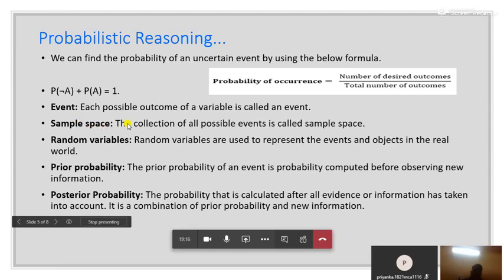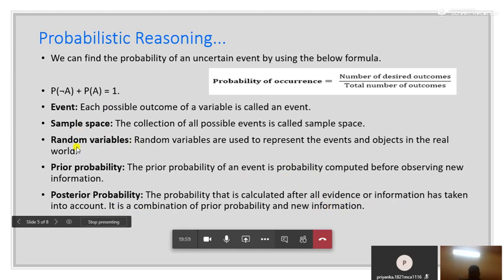Sample space: the collection of all possible events is called the sample space. Then we have random variables. Random variables are used to represent the events and objects in the real world. Then prior probability: the prior probability of an event is the probability computed before observing new information. And posterior probability is the probability calculated after all evidence or information has been taken into account. It is a combination of prior probability and new information.